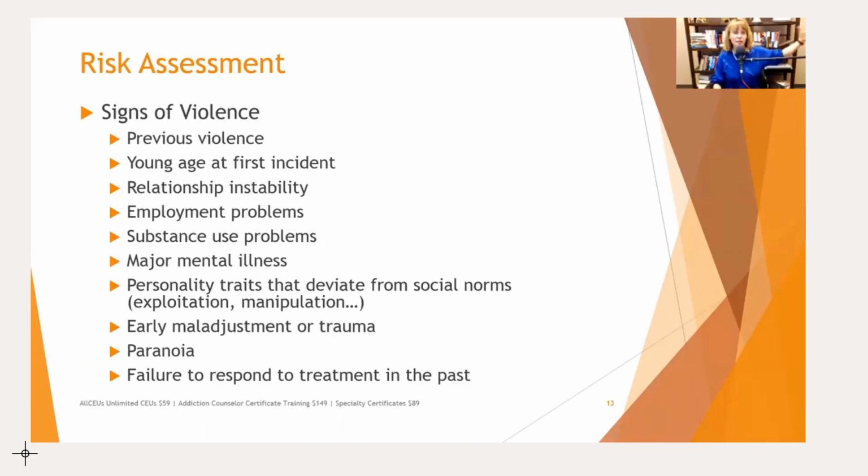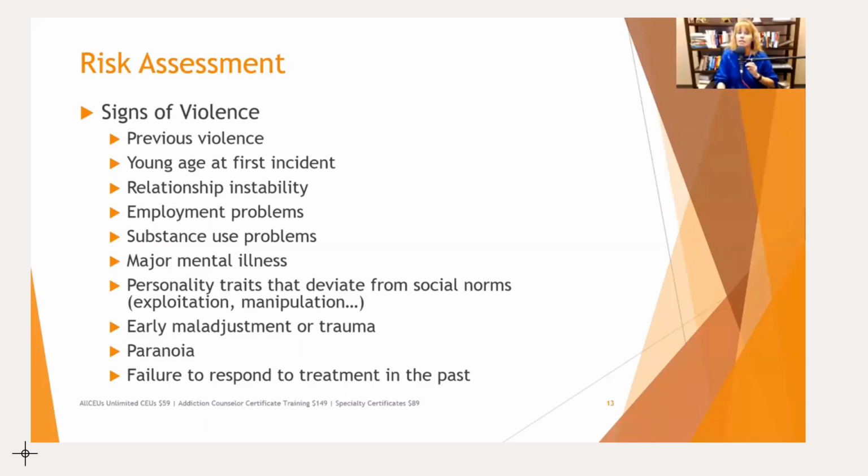If they started being violent when they were 8 and they've been having problems ever since then, they're more likely to have another episode now than if their first violent episode was when they were 27 and they're 30 now. Relationship instability, employment problems, substance use problems. A lot of substances are disinhibitors, so it takes off that filter that says this is a bad idea, or they're stimulants, which just get the person revved up and angry or anxious and ready to go get them. A major mental illness can be a sign of violence.